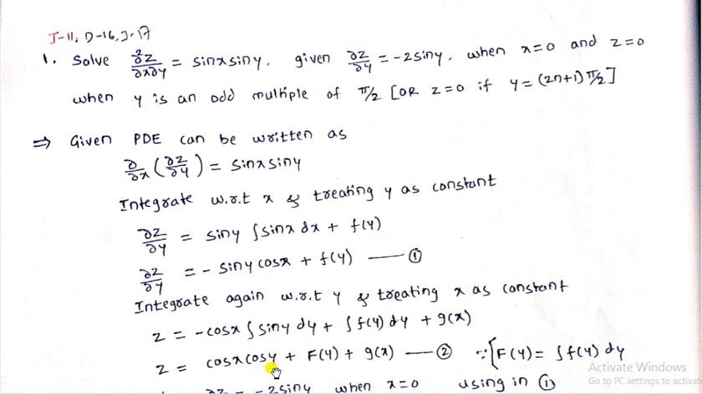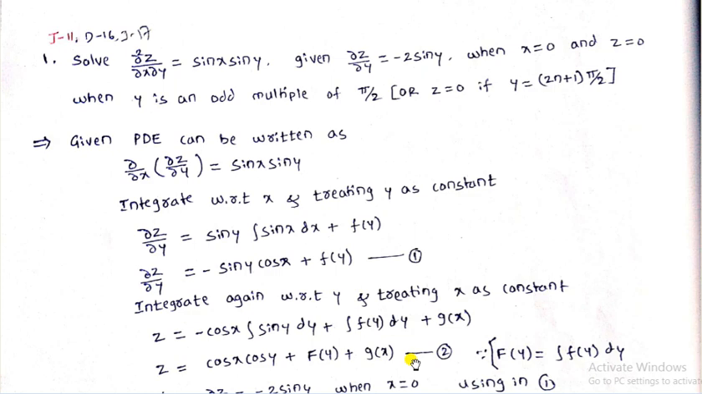The integration of small f of y dy is denoted as capital F of y. So capital F of y is nothing but the integration of small f of y dy, plus g of x. Here g of x arises from integrating with respect to y, and f of y arises from integrating with respect to x. Say this is equation number 2.